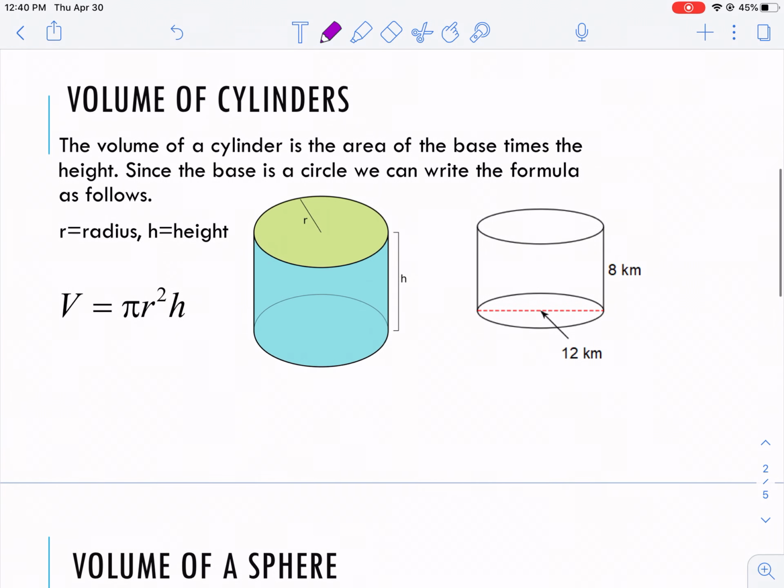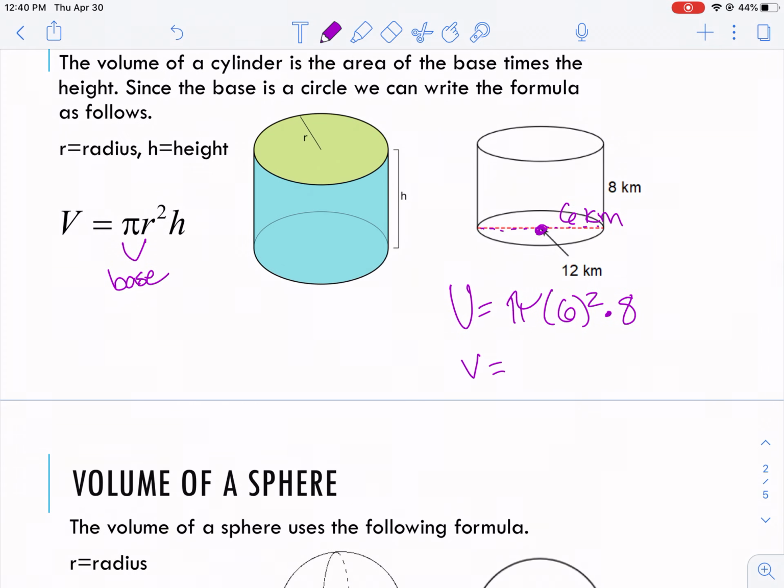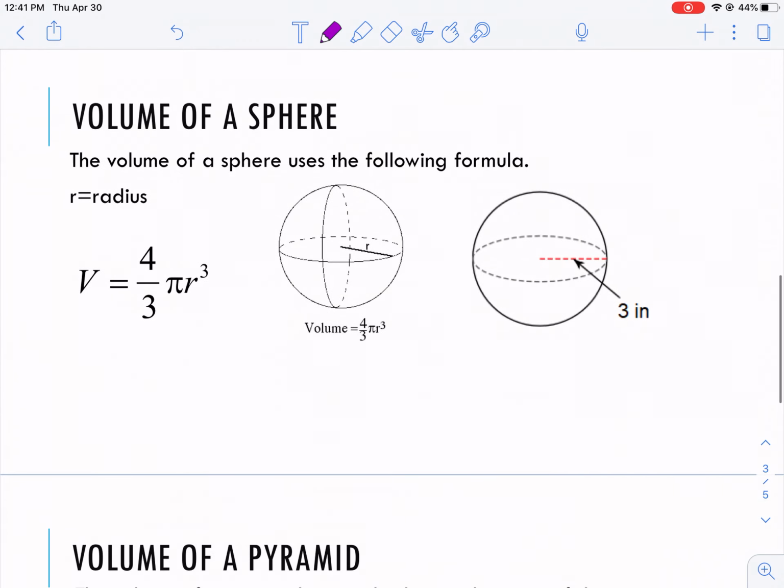So volume of a cylinder. Volume equals pi r squared times the height. Well, think about pi r squared. That's the base, right? The circle here. So it's telling me that this total diameter is 12. So my radius is 6 kilometers. So our volume is pi times 6 squared times 8. You got to remember, a lot of your examples are going to be giving you a diameter, not the radius. So you got to make sure you cut it in half. And then you're still rounding it to the nearest hundredth, so you'll type it out. So this would be 904.78 kilometers cubed.